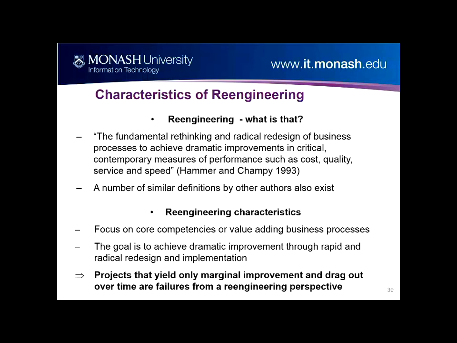And the goal is to achieve dramatic improvement, which is what we were talking about. And this is also other people's definition of the characteristics of re-engineering. So projects that achieve only marginal improvement and drag out over time are failures from a re-engineering perspective. And that differentiates business process improvement from business process re-engineering. Business process re-engineering is looking for dramatic improvement. Marginal improvement is business process improvement.